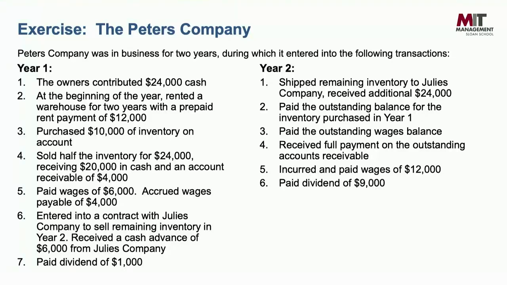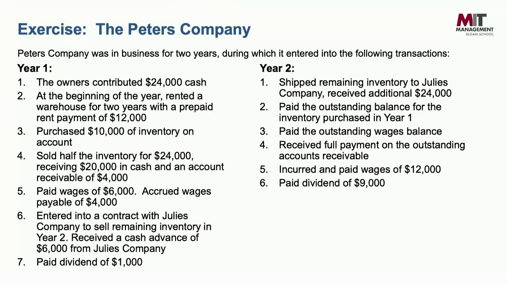Second transaction, at the beginning of the year, we rented a warehouse for 2 years, and we prepaid that warehouse with a rent payment of $12,000. This is very much like when you rent an apartment and you have to give a security deposit. That security deposit functions as prepaid rent.